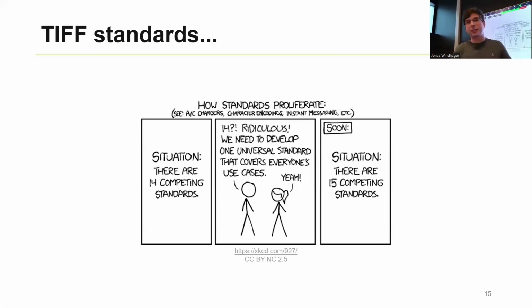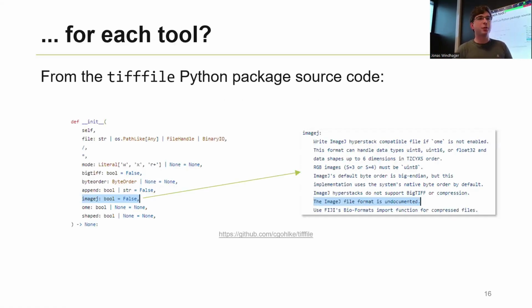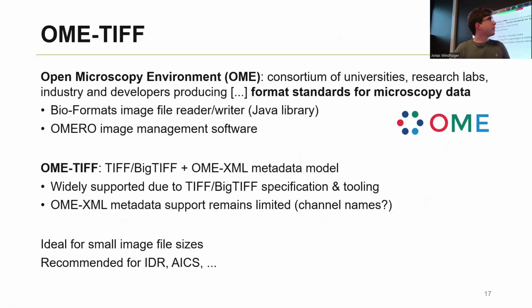Yeah, TIFF standards, there are many of those. So many that actually individual tools have their own standard. ImageJ has its own standard. If you write a TIFF file in Python, you can set ImageJ to true, and then it will write a TIFF file in a format that is understood by ImageJ but undocumented. So this is about what we are dealing with every day.